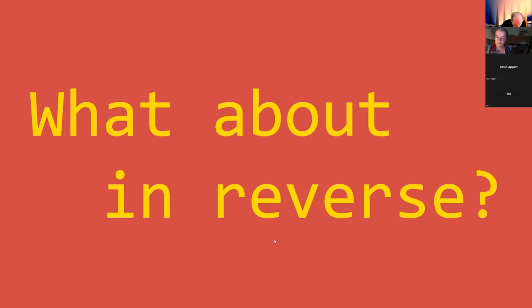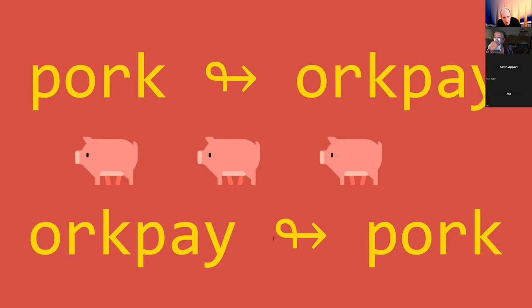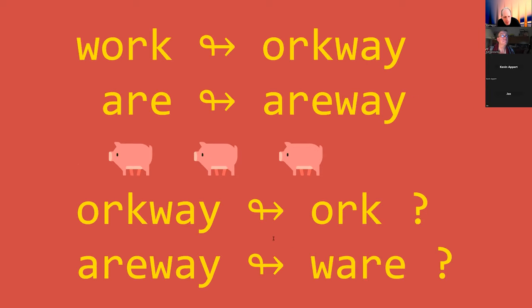But I then compounded my woes by trying to do the reverse, and tried to do my own sort of bonus challenge of reversing the thing. This was even harder. So, you know, you go from pork back to orc pay, but this is to go back from orc pay to pork, right? No problem. And work can go to orc way, but wait, you know, an R goes to R way, but does orc way go to orc or to pork, right? And or to work. And so you see there's some contradictions.